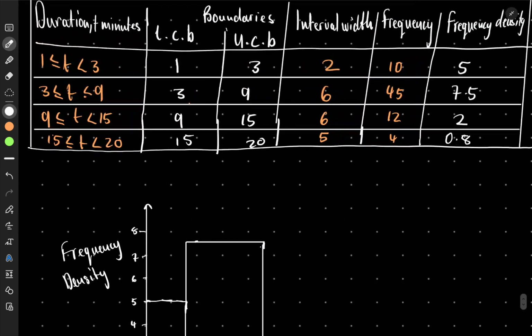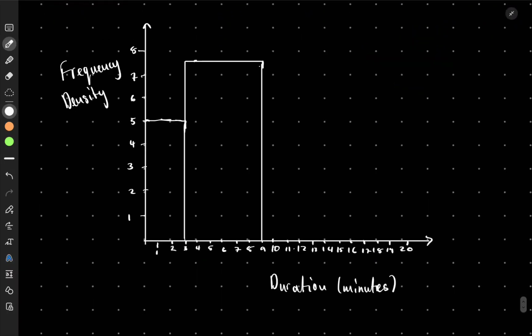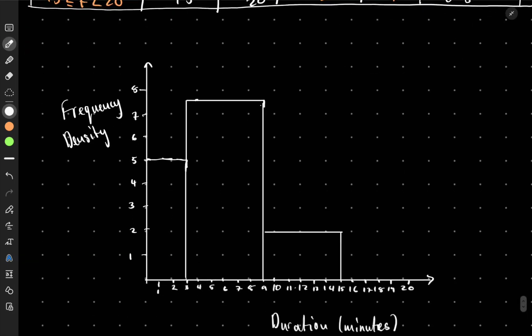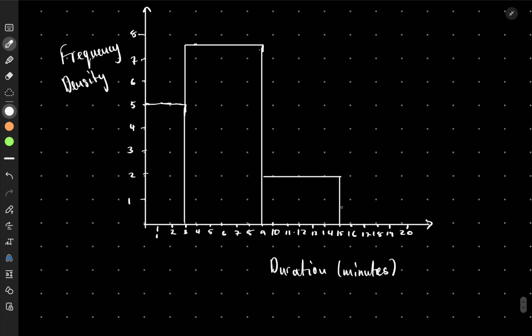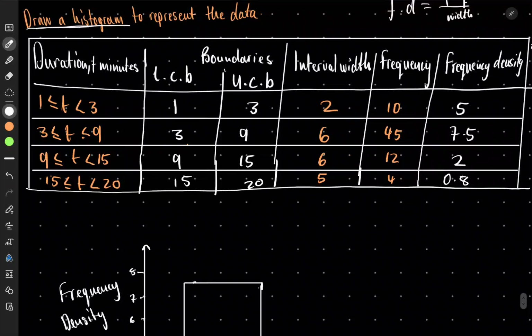It's like this. And then what do I have? For 9 to 15, frequency density is 2. So 2 would be 9 to 15. So 9 to 15 frequency density is 2. And that's how it goes like this. And then I have 15 to 20 frequency density is 0.8. So just below 1. Then it goes all the way to 20. So it'll be just below 1 like this, something like that. Hope I didn't get it wrong. Yeah, so this is going to be your histogram. And that's how you do it. Okay, isn't it easy?